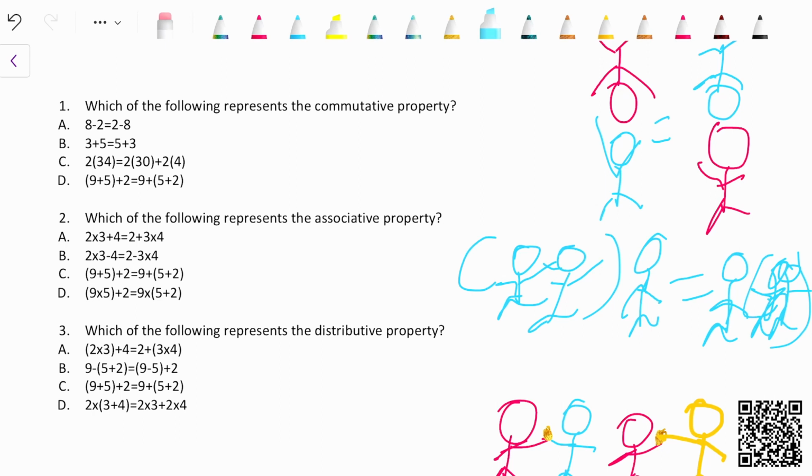And today we are going to be doing properties. And properties are like laws, kind of like the laws of math, somewhat. So our first question today is, which of the following represents the commutative property?